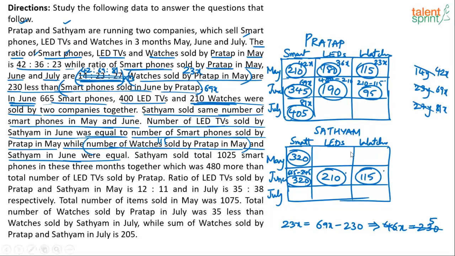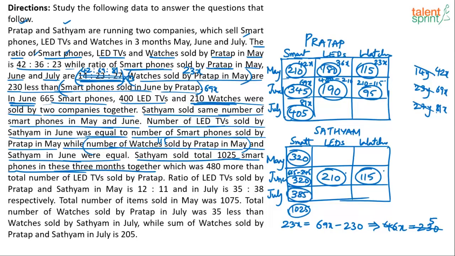Move on. Next. Satyam sold a total of 1025 smartphones in these 3 months together. Satyam smartphones total was what? 1025. What is 1025? Total of this column. Yes or no? So how will you get the balance now? See, this is 320, this is 320. Are you able to follow? This is 320, this also is 320, 640. So 640, and this will be how much? 1025 minus 640. So that's like 360 plus 25, 385.